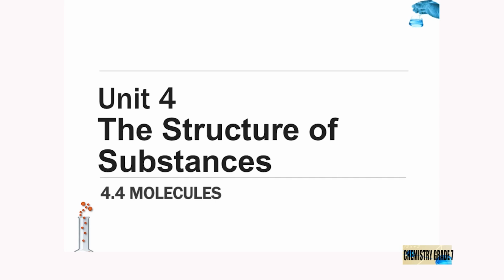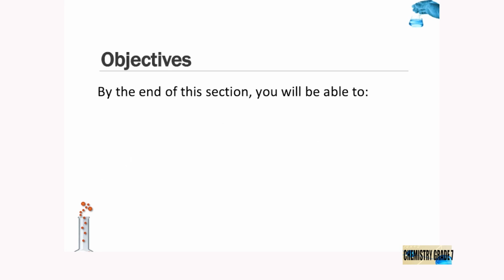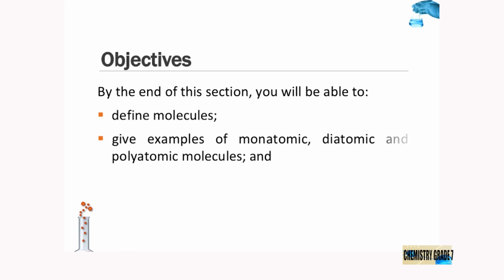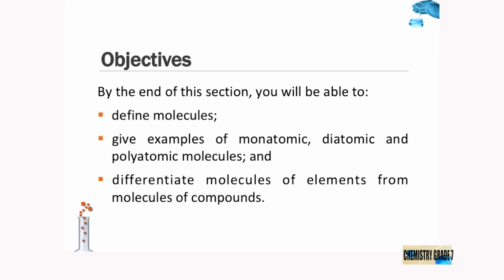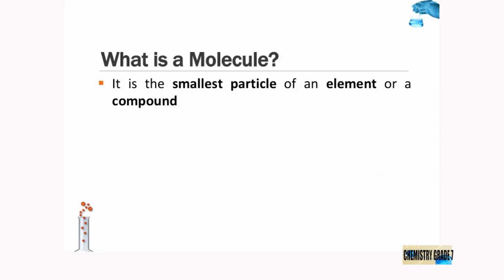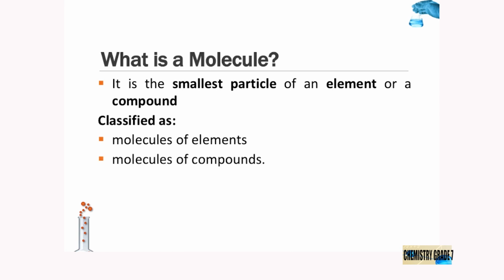Subunit 4, Molecules. By the end of this section, you will be able to define molecules, give examples of monoatomic, diatomic, and polyatomic molecules, and differentiate molecules of elements from molecules of compounds. What is a molecule? It is the smallest particle of an element or compound. It can be classified as molecules of elements and molecules of compounds.